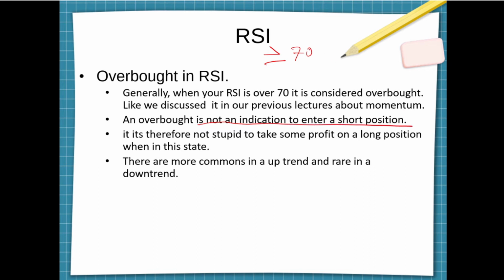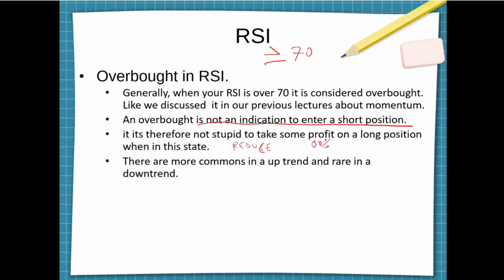People short on overbought. That's a big mistake. You don't do that. It is, however, not stupid to take profit on a long position so you can reduce. Okay, it's okay to reduce. For example, on the last big trade we took on Ethereum on the server, we did use this strategy to take profit from a big position. We reduced it by 50% and then we let it ride all the way up. That was a good way to do it.